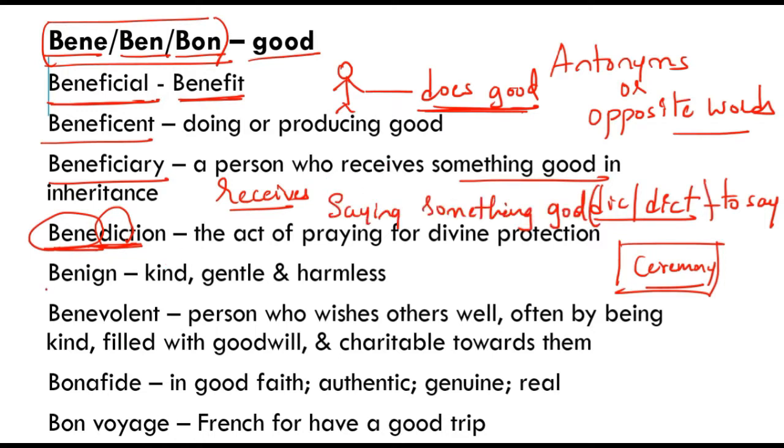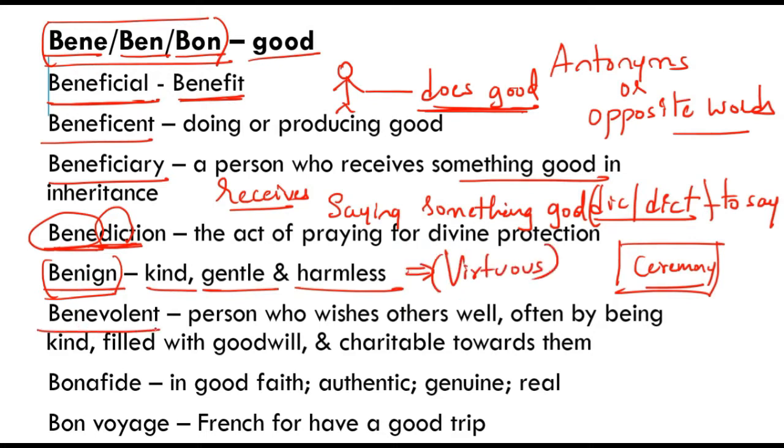Okay. Next, benign. Benign is a person who is a wonderful person by nature, a great person by nature, very kind, gentle, who always thinks of others. So if you are a person who by nature is filled with a lot of virtue, you're actually called benign. In other words, virtuous.